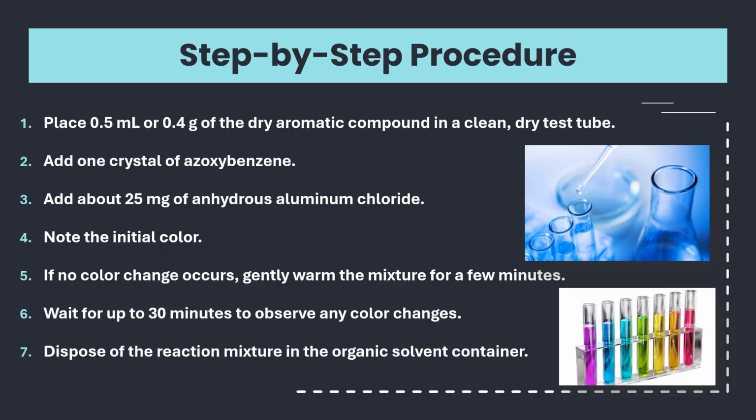Now let's go through the procedure step by step. In the first step, we will place a measured amount of the aromatic compound to be tested into a clean and dry test tube. And after that, we will introduce a crystal of azoxybenzene followed by the addition of anhydrous aluminum chloride. And this introduction of aluminum chloride is vital because it serves as a Lewis acid as it activates the aromatic compound for the upcoming substitution reaction. And after these steps, we will note the initial color at this stage.